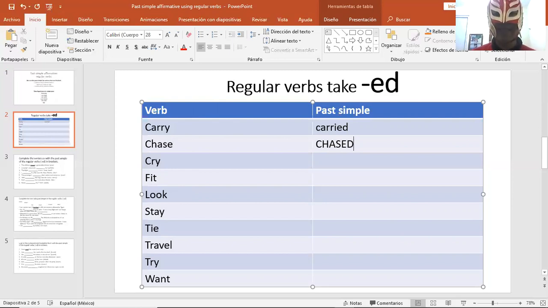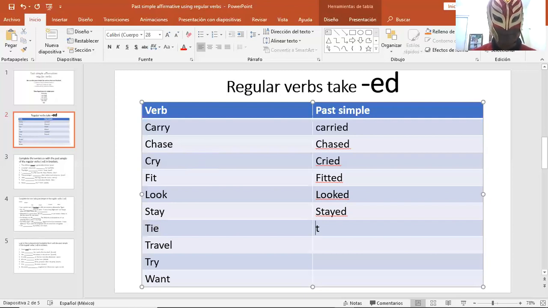Remember, -ed is very important to take the verb into the past. The next one is cry. In simple past, we have cried using -ed. Fit. In simple past, we have fitted. The next verb is look. In simple past, looked. The next verb is stay. In simple past, stayed.